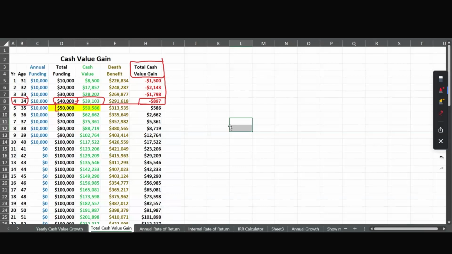Year 5 is highlighted in yellow because that's the first year we have more in cash value than what we've paid. This is referred to as our break even, or when we get our money back. But the cash value gain will tell you that, which is very nice. So again, the cash value gain is just looking at what do I have in cash value minus my total payments, and the difference is my gain.